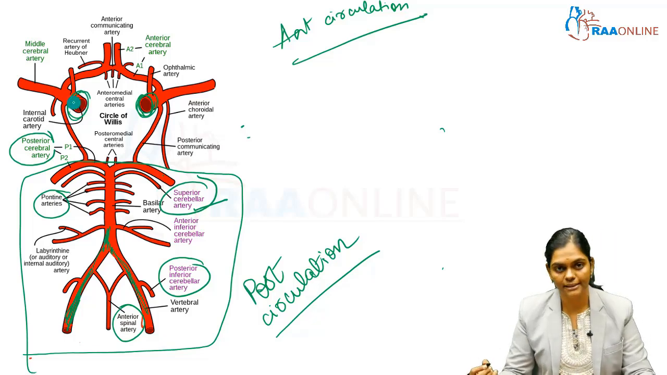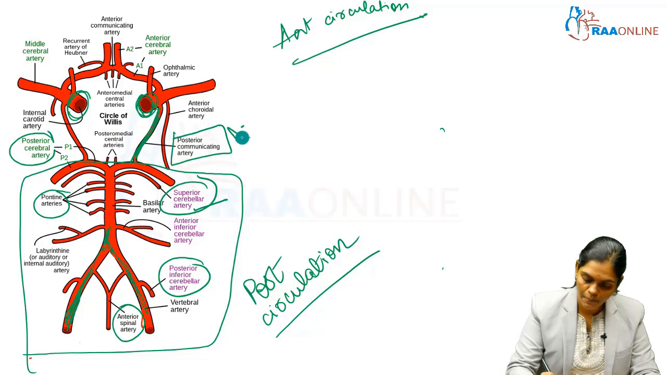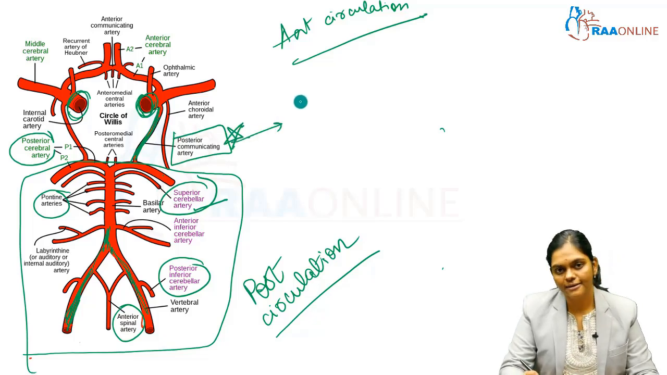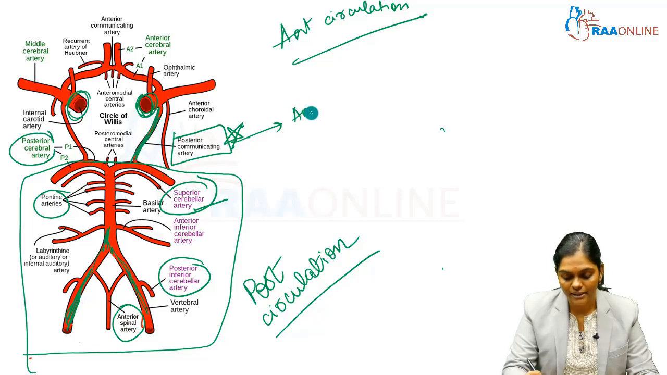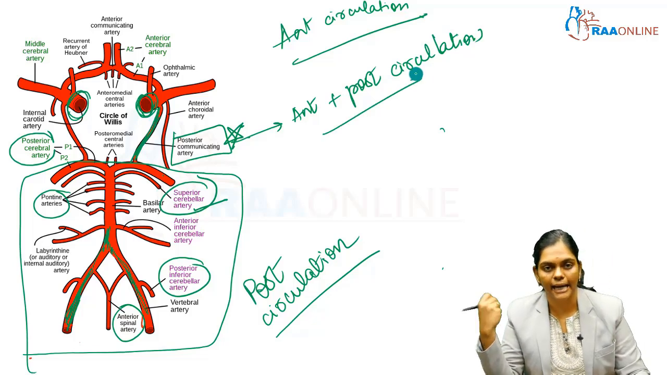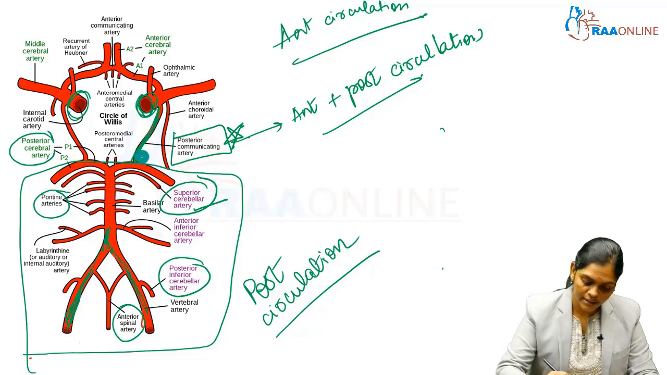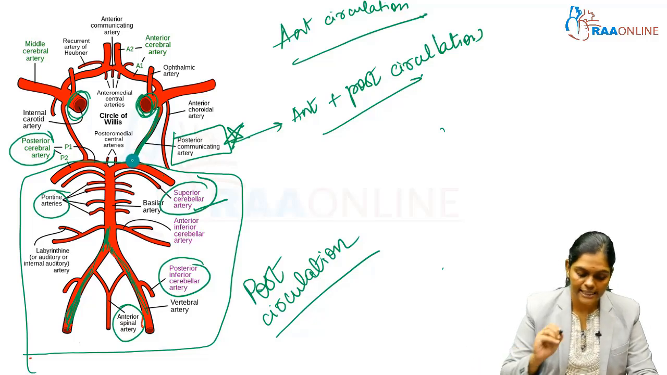So, this is the internal carotid. The internal carotid is going to give one first branch called the posterior communicating artery. This one, you see, is the posterior communicating artery. The posterior communicating artery is the artery which is going to connect the anterior and this posterior circulation. Right? So, the artery that is connecting the anterior and the posterior circulation is the posterior communicating artery. It comes and joins the posterior cerebral artery.